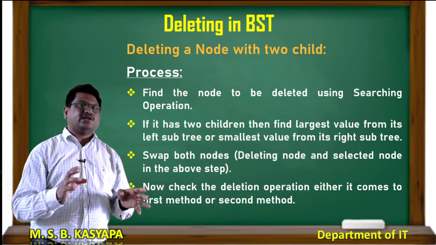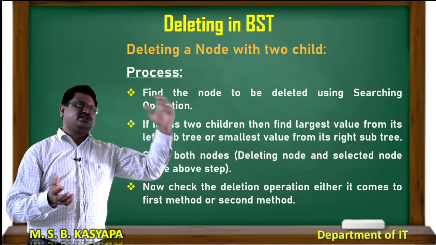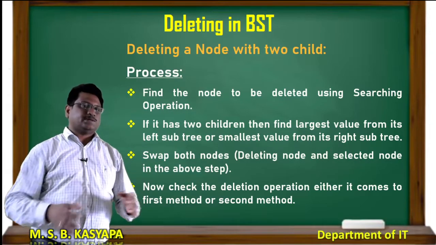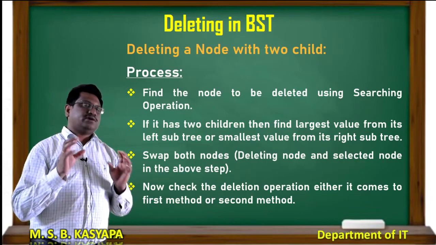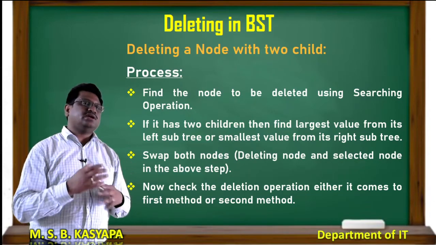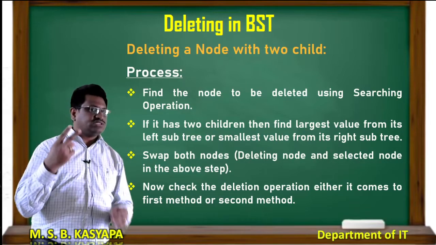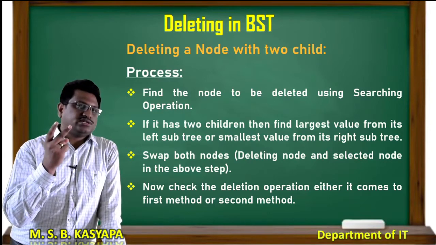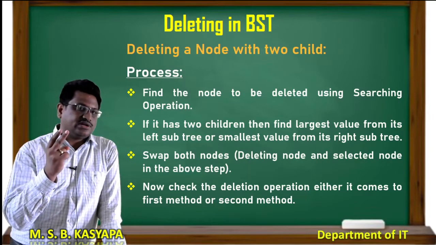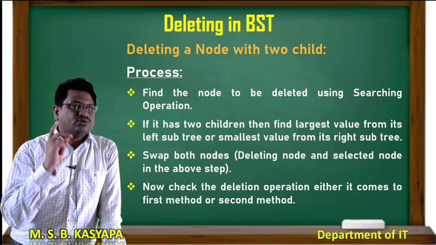After finding the value, I have to swap the values. The replacement value and the deletion value should be swapped. If I replace the values like this, then the deletion can be converted into either the first type or the second type. What is the first type? In the deletion process, the first type is that I can delete a leaf node directly. In the second type, I delete a value having only one child.